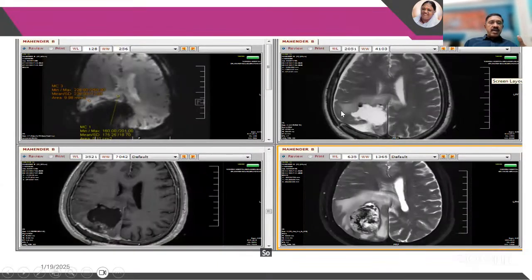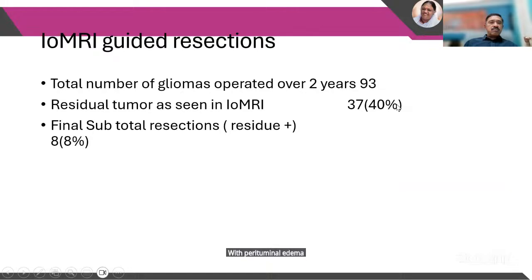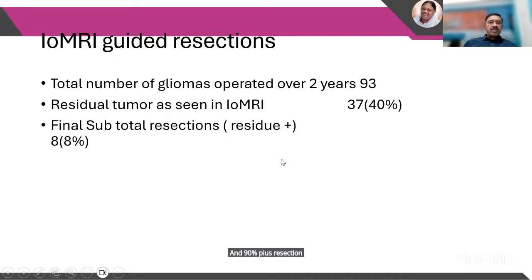Last is the peritumoral edema, where there are a lot of reports showing the more you resect, more than 50% of the T2 margin. So this is something which is possible only if you have an intraop MR guided resection, that you can target 50% of the peritumoral edema and resect. This is the pre-op and this is the post-op with peritumoral edema resection. So the intraop MR guided resections have consistently shown, even in a level 1 study, more than 40% of cases with residual tumor in the intraop MRI seen after the primary resection, and 90% plus resection when you use it significantly.